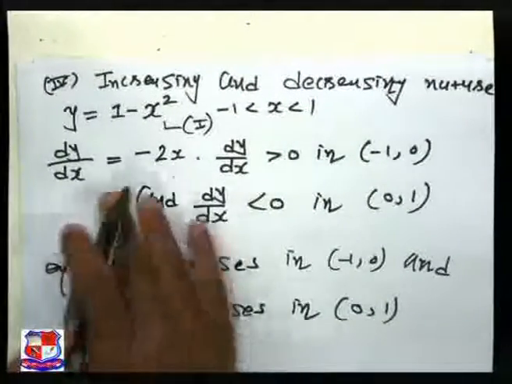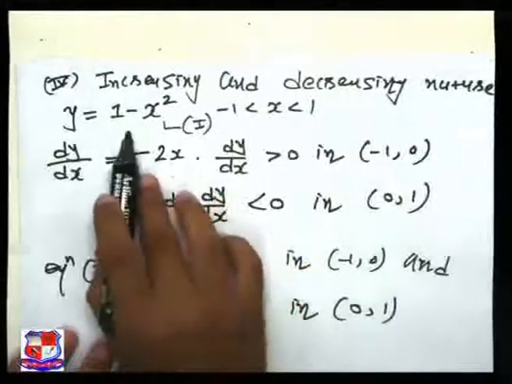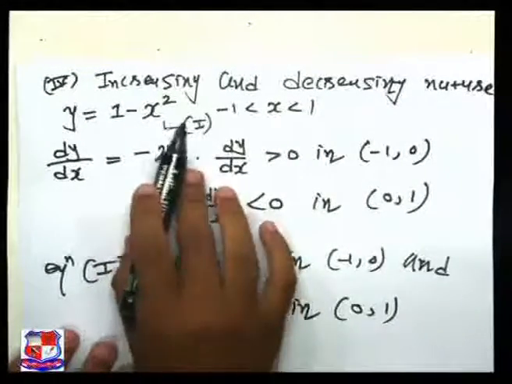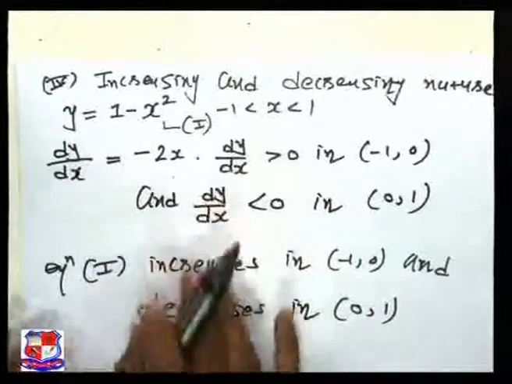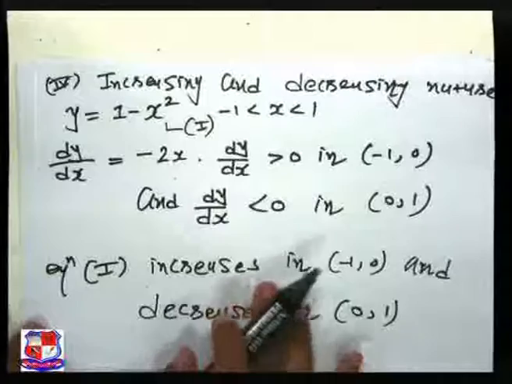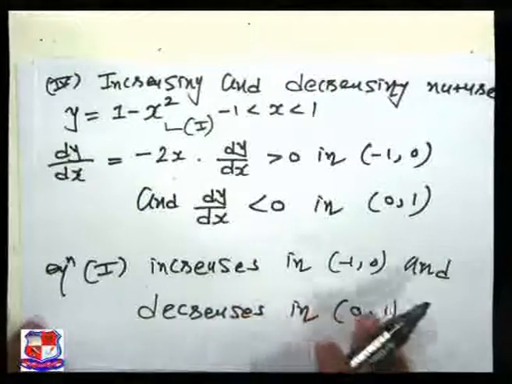Clearly, now this is only talking about equation 1, where equation 1 is 1 minus x square. In that case, x is between minus 1 to 1. Okay, so the graph of this function increases in minus 1 to 0 and decreases in 0 to 1.